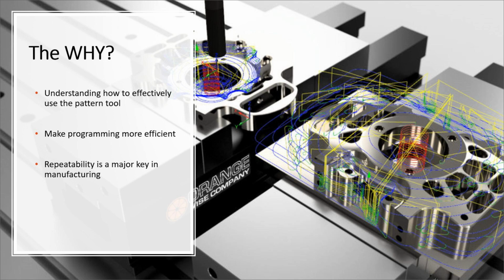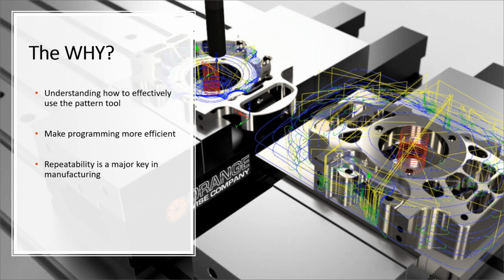We are going to be working with a few parts, not necessarily too complex, but they show a good range of how to use those patterns. It's also going to make your programming more efficient, right? Instead of programming each part individually, maybe you have some sort of symmetric part or multiple components that you're trying to machine. Use the CAM patterns, take advantage of it, and just program the part once, use the pattern, and then let the machine run after that.